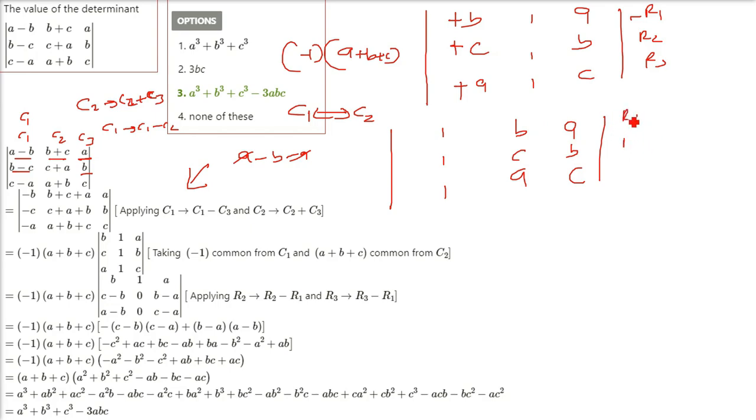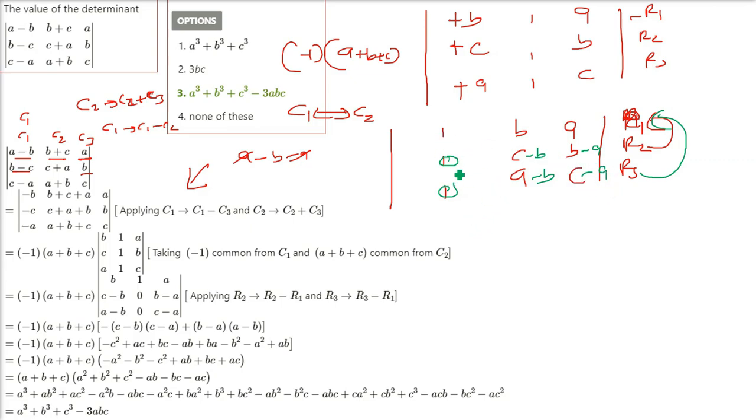Now you can take 2 rows at a time and subtract them so that you get zeros. So row 2 minus row 1 will do, row 3 minus row 1 will do. Always in this type of cases, we do row 2 minus row 1 and row 3 minus row 1. So you get 0, C minus B, B minus A here. I'm showing it here only. Row 3 minus row 1 will be 1 minus 1 is 0, A minus B it will be, C minus A it will be.